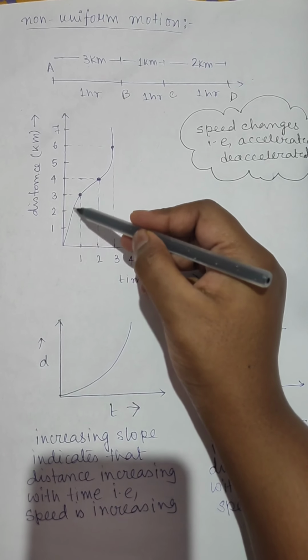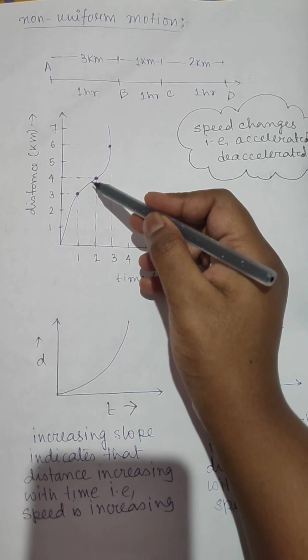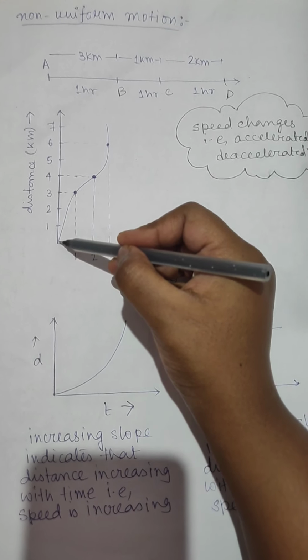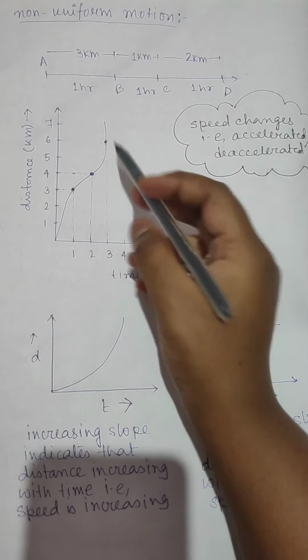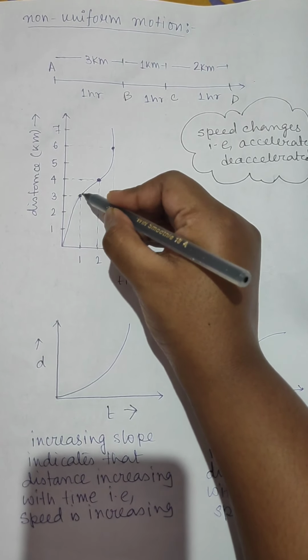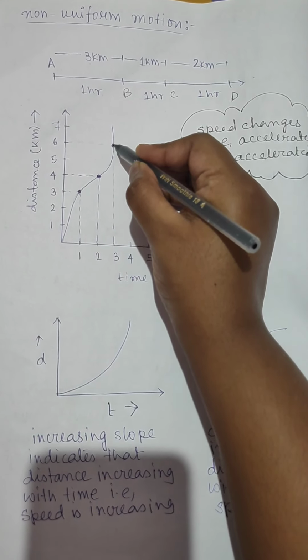Now see, this is not a straight line as we have seen in the case of uniform motion. This line is a crooked line or a curved line. So we cannot join these points with the help of a scale. We need to do freehand drawing. See, here I have drawn a freehand line.